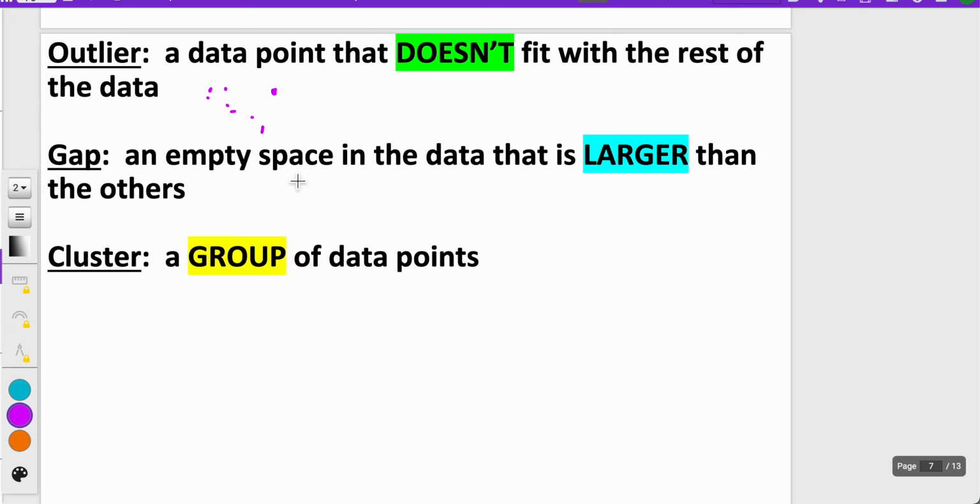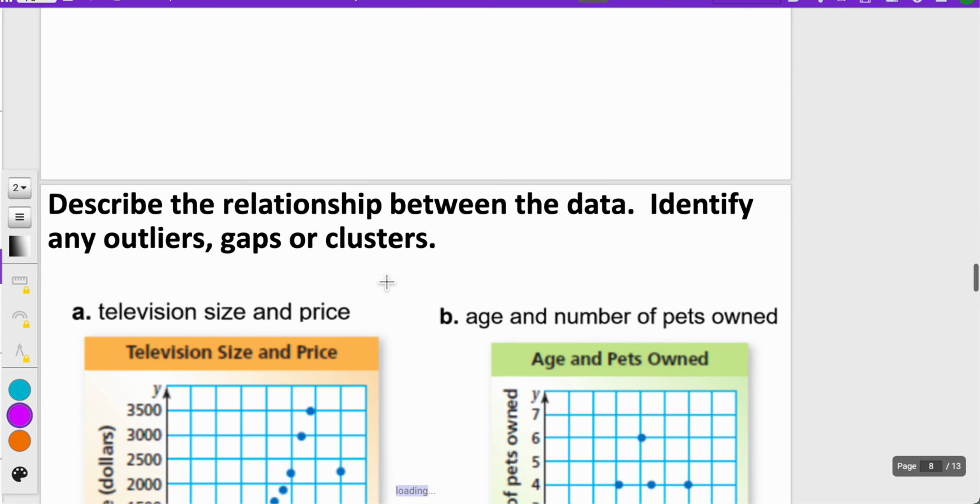A gap is an empty space in the data that is larger than the others. So we might have, like, here's some and then here's some. So this would be representative of the gap. And then a cluster is a group of data points. Maybe we have a lot of here and then we have some more just scattered this way. Okay? Make sure you have those three things filled out, and then let's go ahead and try some questions.